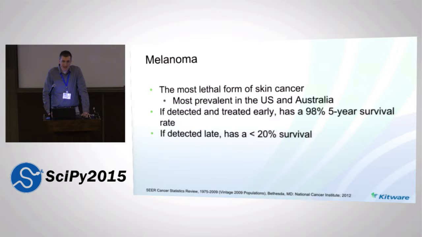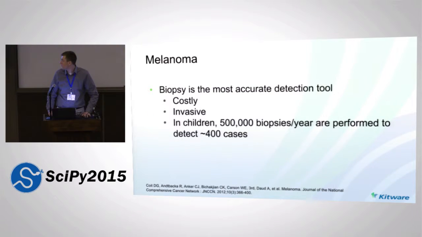If we manage to detect and treat melanoma early, the outcomes are extremely good. 98% 5-year survival rate. The problem is that because oftentimes people don't necessarily get screening, people don't realize that they have the disease. Often they wait until far more advanced stages when the outcomes are extremely poor. Less than 20% really if it's a late stage cancer.